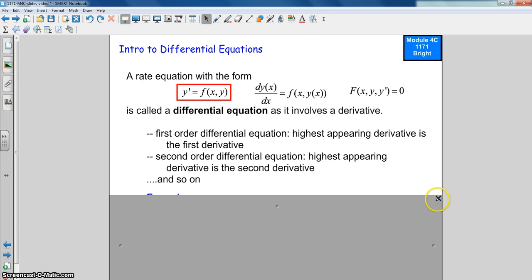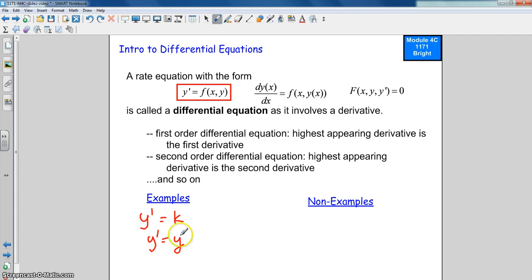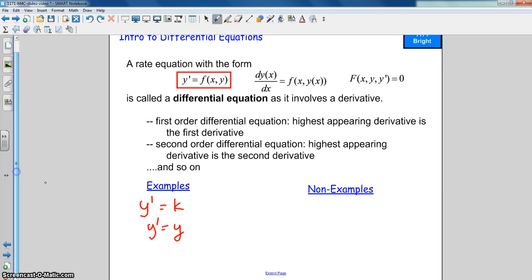Okay, so just to walk through some examples of differential equations, you could have something just like y prime is equal to k. That's a differential equation. Y prime is equal to y. This one we'll actually see in the next video. This one is going to be an exponential growth model. And you could have y prime minus y plus x squared equals 2. That's still a differential equation.